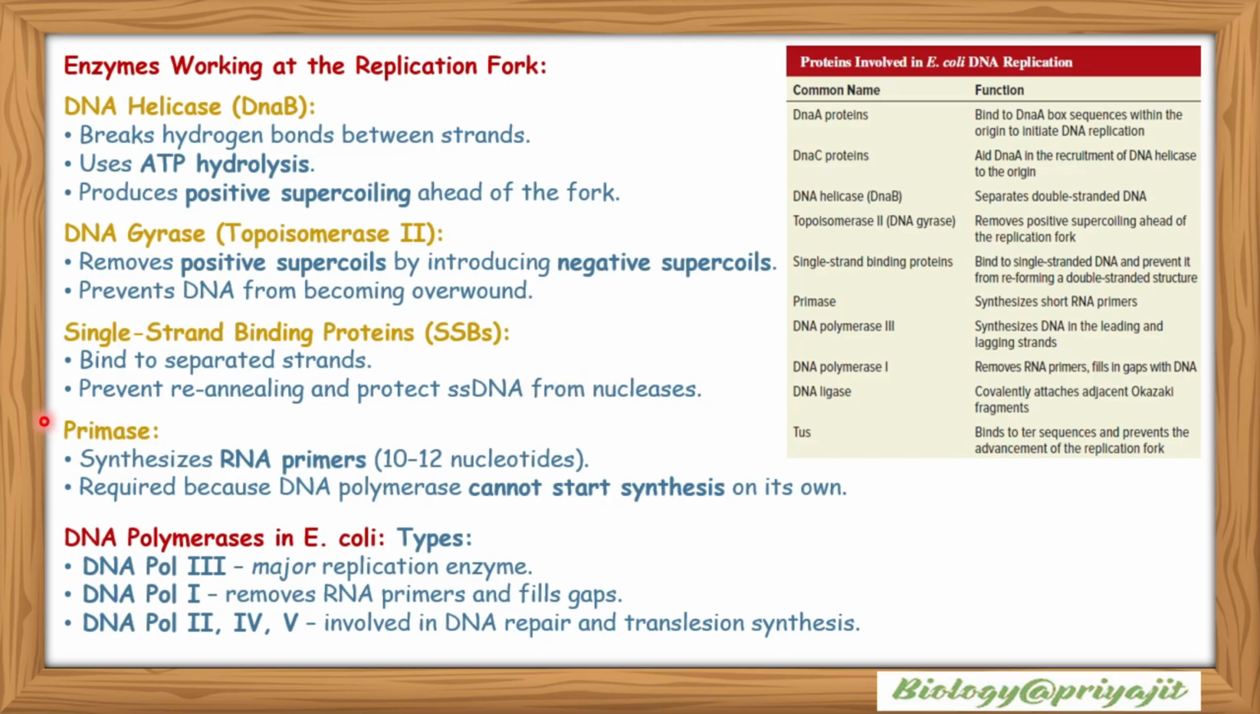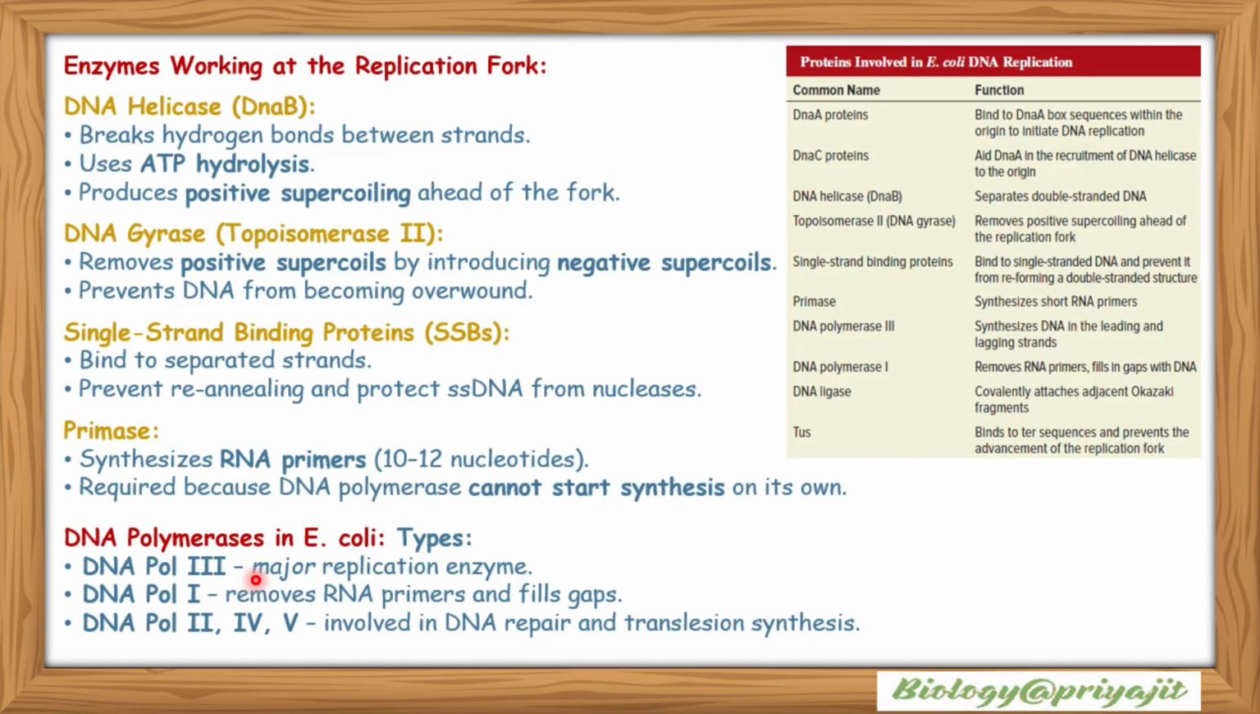Then primase. Primase synthesizes the RNA primer, which is 10 to 12 ribonucleotides long, and it is required because DNA polymerase cannot start synthesis on its own. DNA polymerase in E. coli, there are three types.